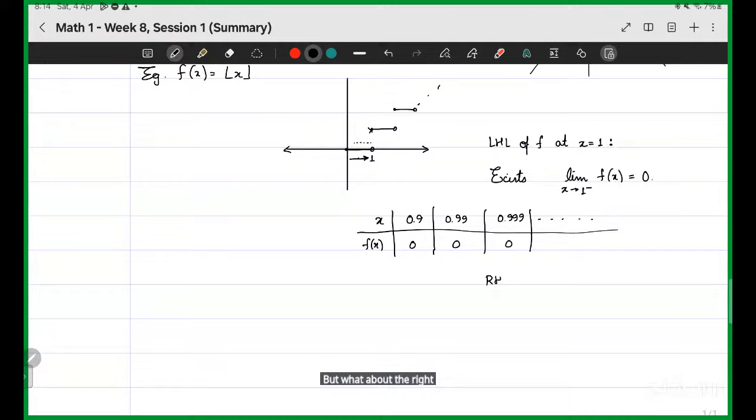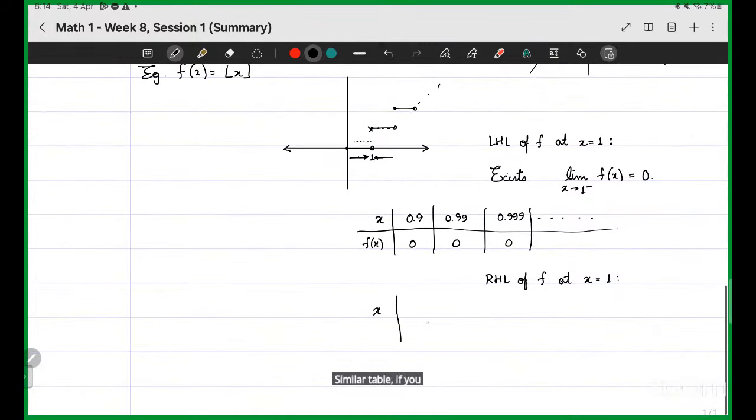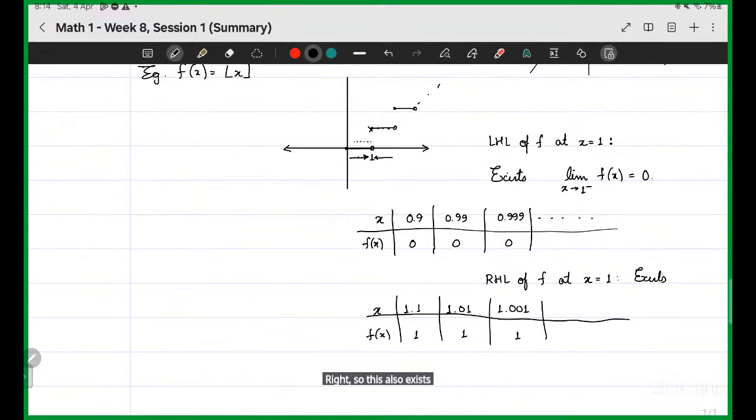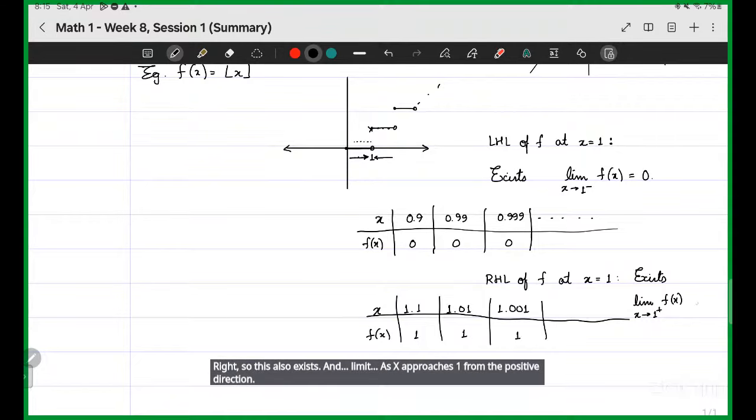But what about the right-hand limit? Right-hand limit means once you pass 1, it becomes 1. So you're approaching from this side, and the corresponding function values, similar table, if drawing such a table helps, you can take 1.1, 1.01, 1.001, and so on. You can take smaller and smaller values. But irrespective of what you do, here the function value will be 1 itself. So this also exists, and limit as x approaches 1 from the positive direction is equal to 1.